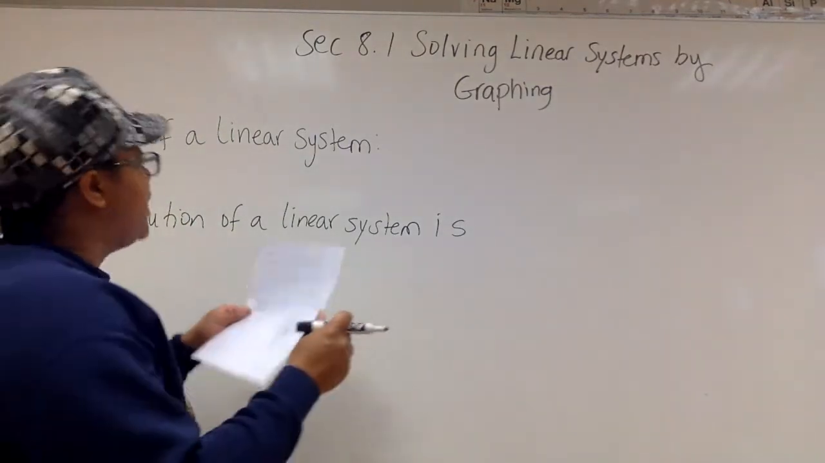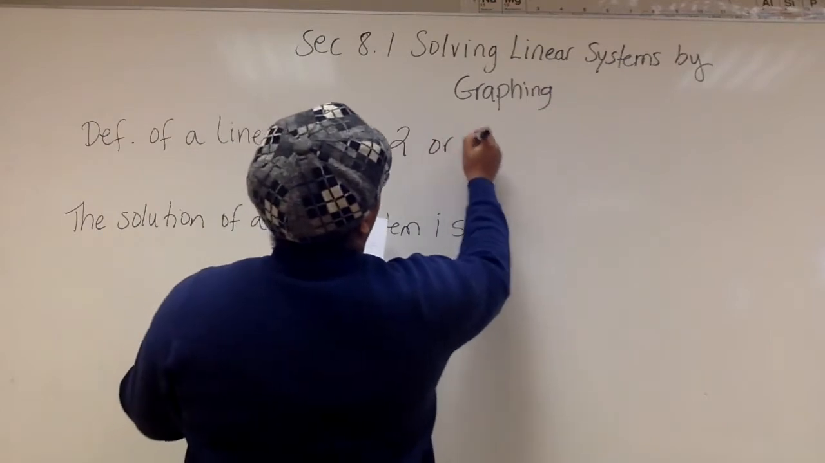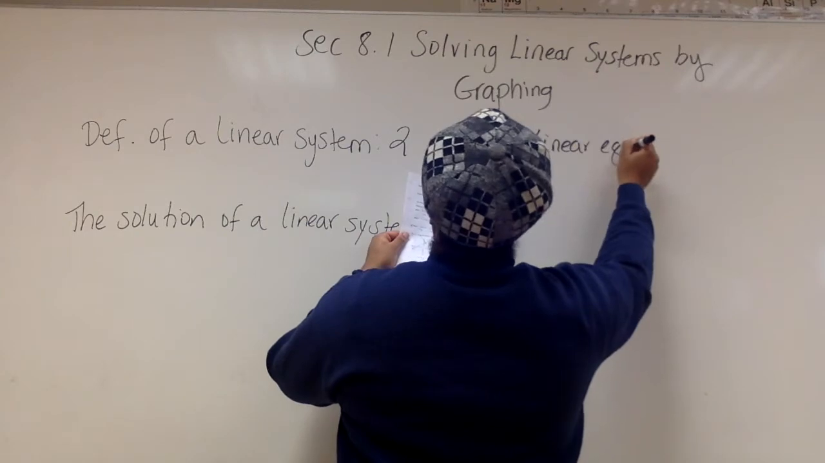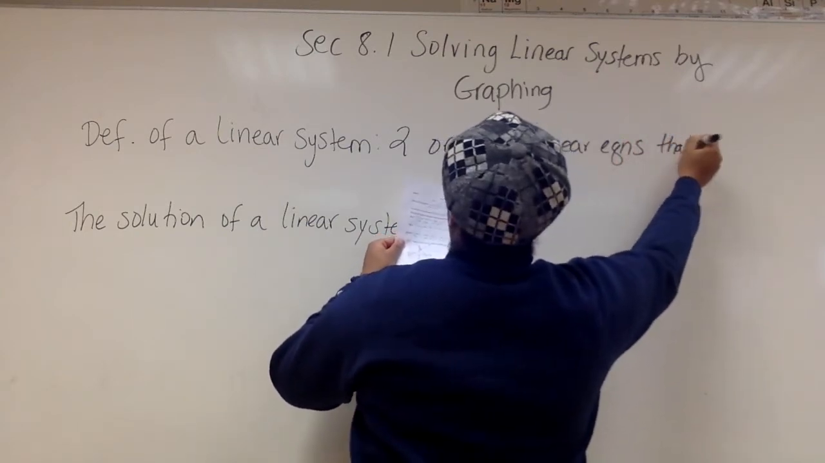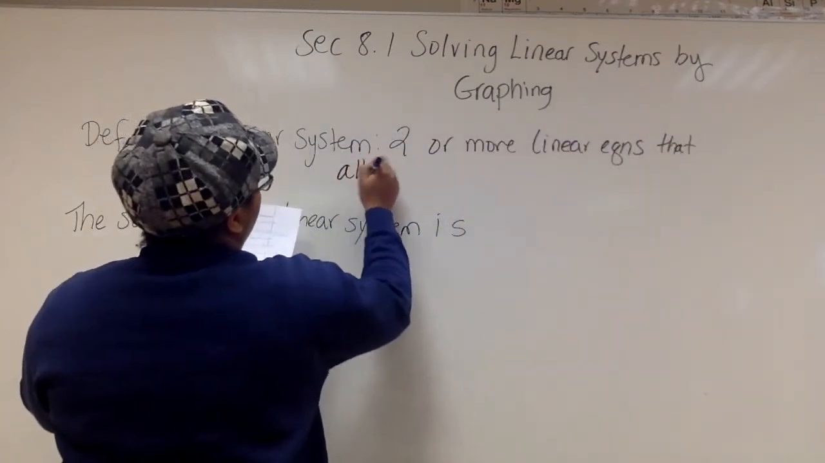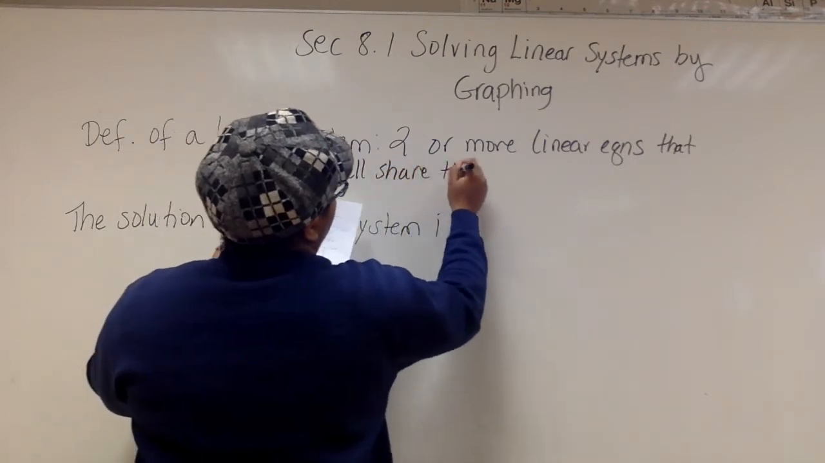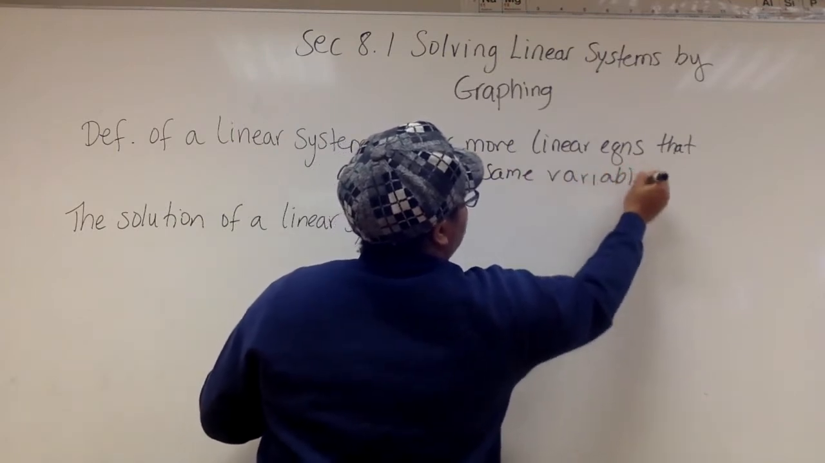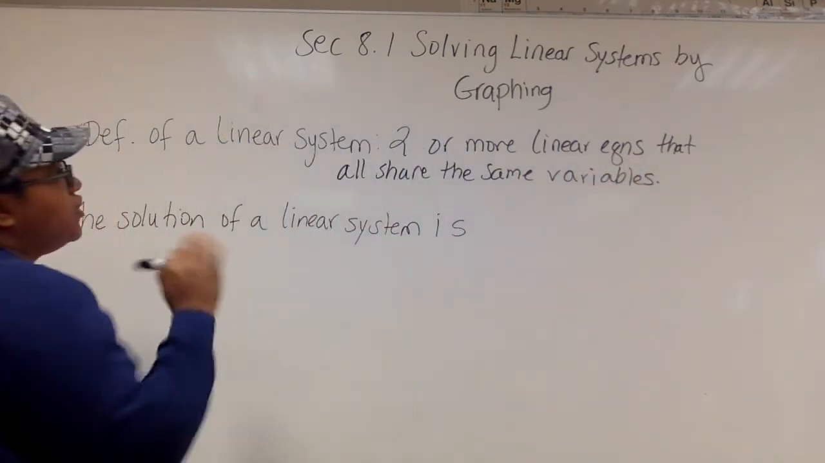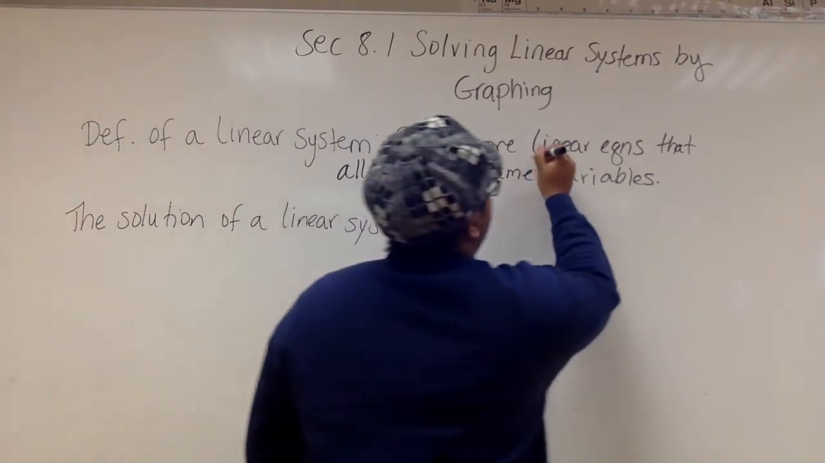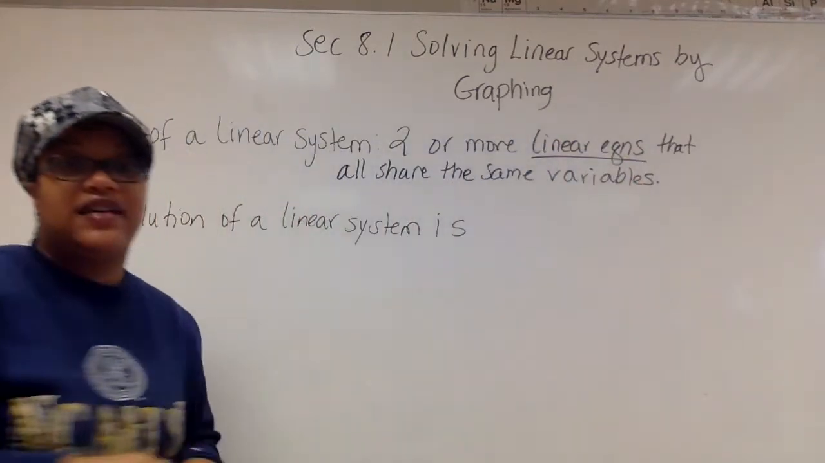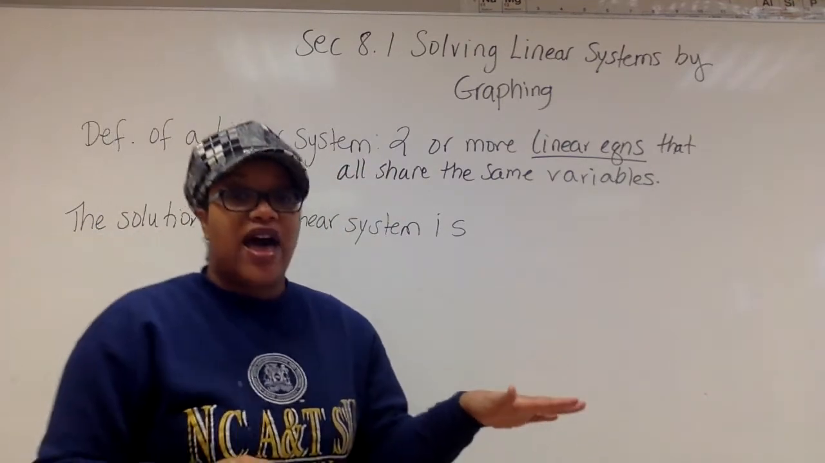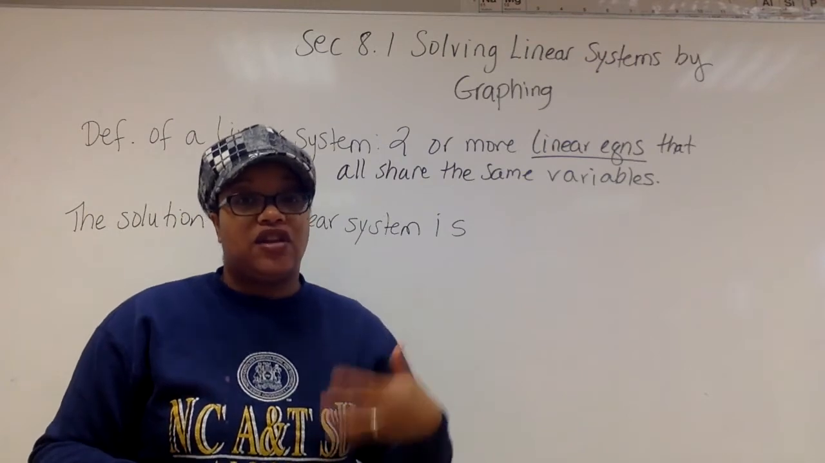A linear system is two or more linear equations that all share the same variables. Okay, so this is the definition of a linear system. So let's back up a little bit and look at the term linear equations because that's the key term in this definition. Way back in Unit 5, I taught you what a linear equation was.